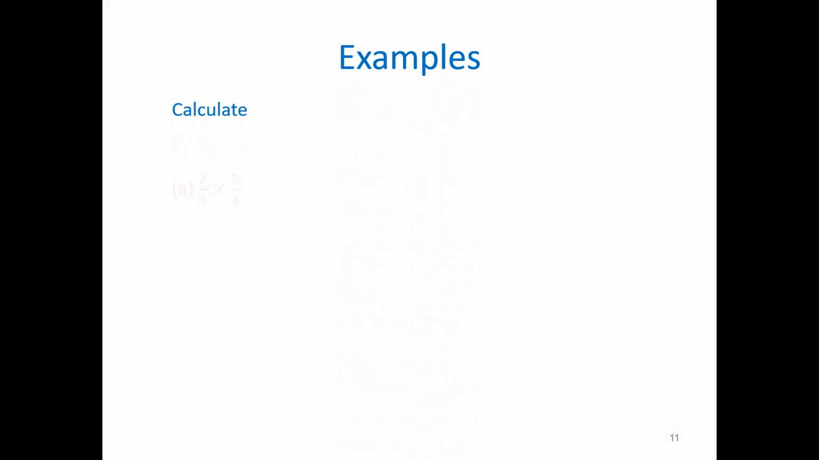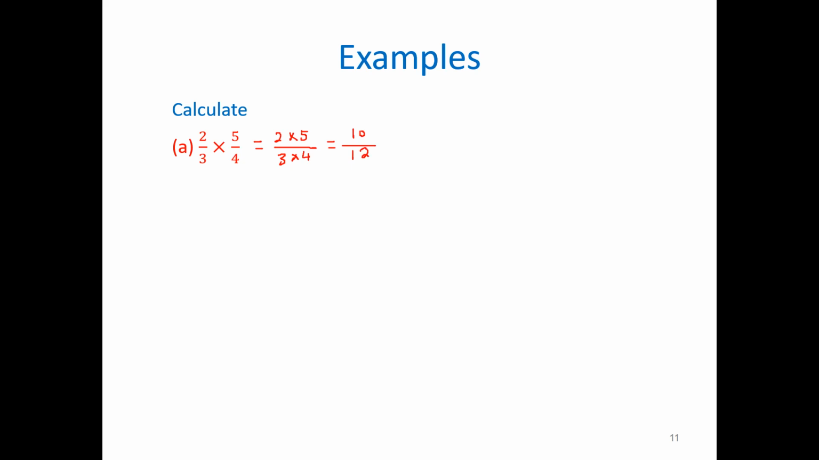Let's have some examples. We need to calculate this operation, 2 by 3 multiplied by 5 by 4. So what we will do is, as the rule says, we have to multiply 2 times 5, and then we divide by 3 by 4. So the outcome here, the result will be one fraction. So we multiply two fractions, the result will be only one fraction. And let's continue here. 2 times 5 is 10, and 3 times 4 is 12.